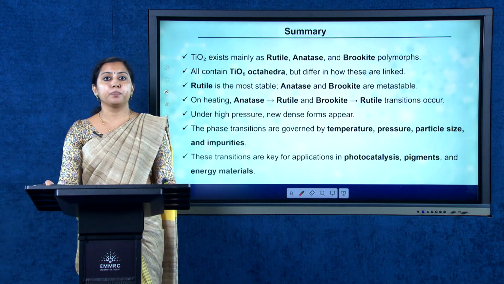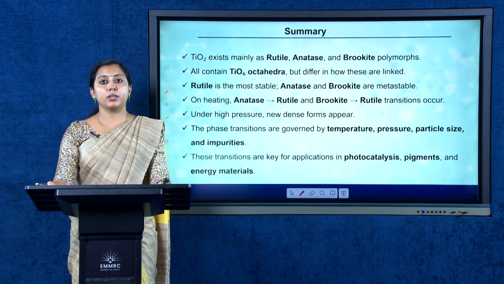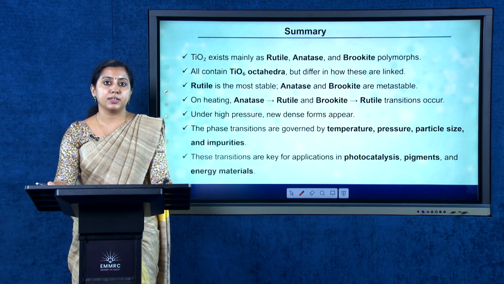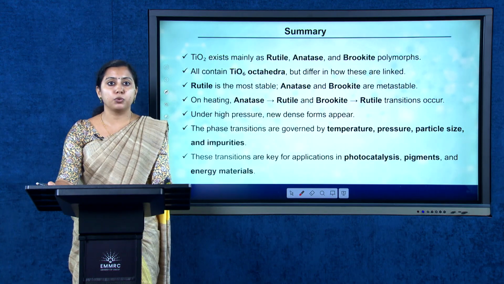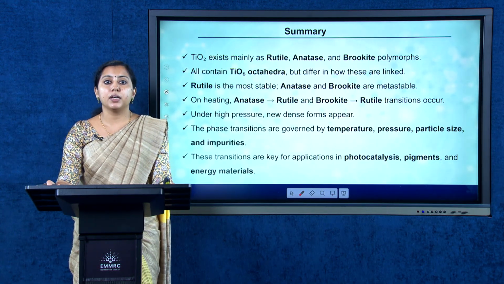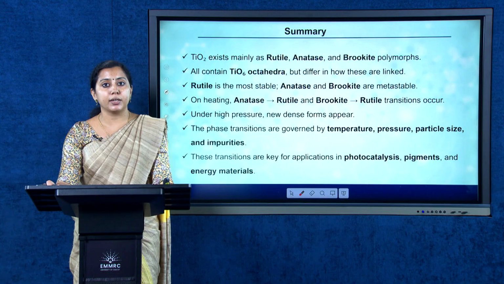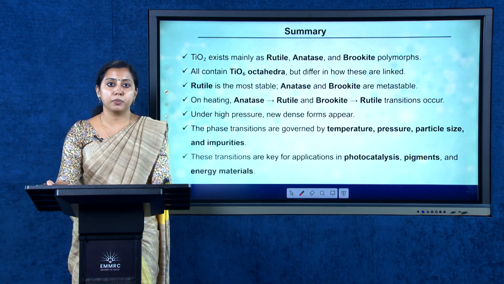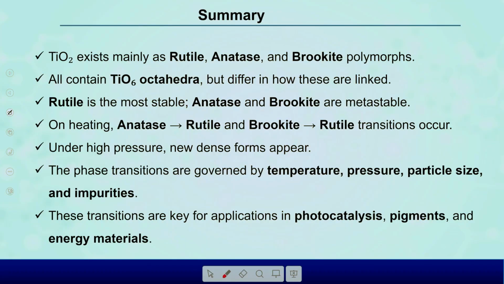So in this session, we have discussed the structural transitions in the polymorphic forms of TiO2. We have seen that TiO2 exists mainly as rutile, anatase and brookite polymorphs. All three forms have TiO6 octahedra but differ in the way in which they are linked or connected, that is, whether they are edge shared or corner shared. Rutile is the most stable one, whereas anatase and brookite are metastable.